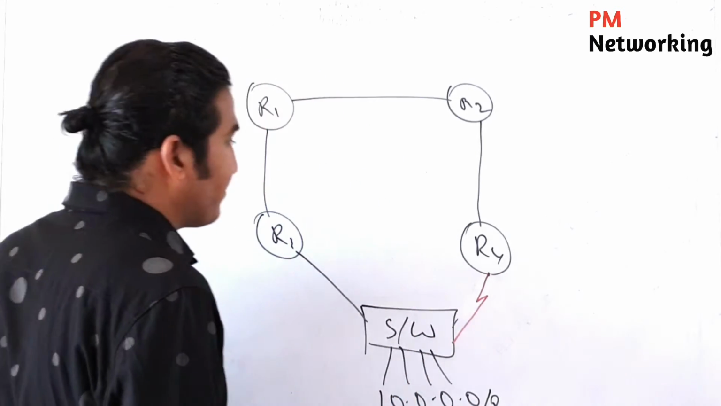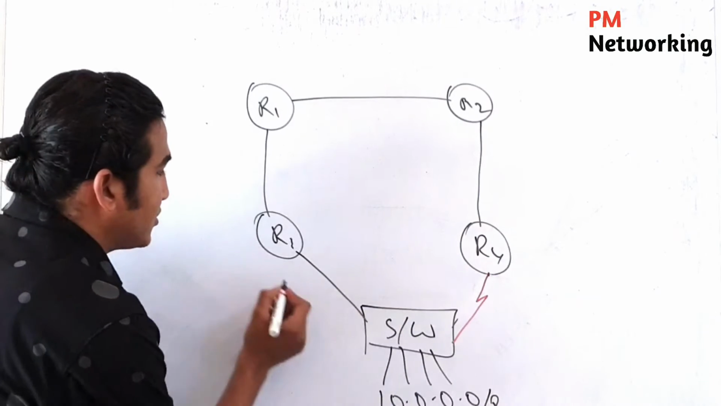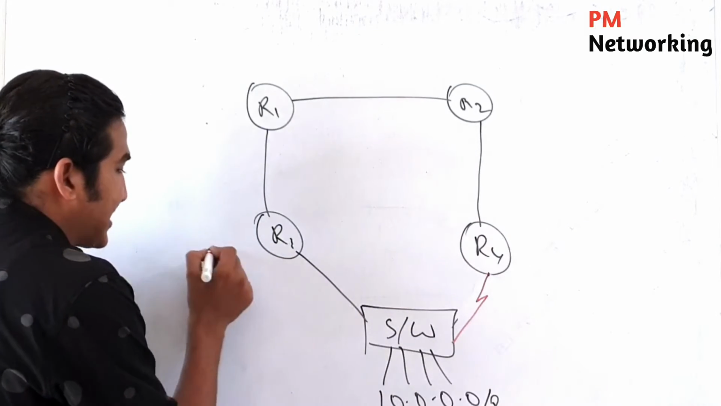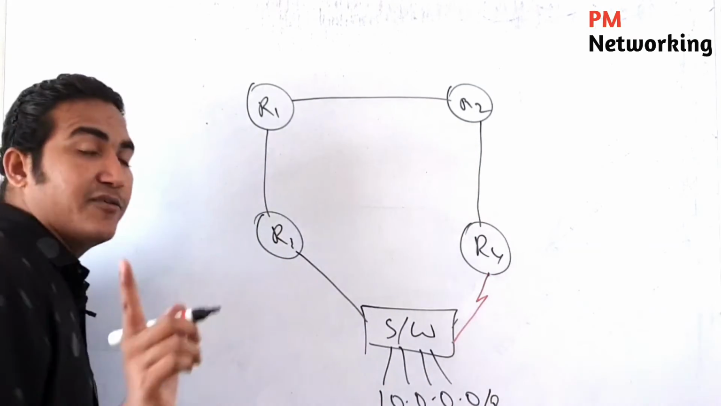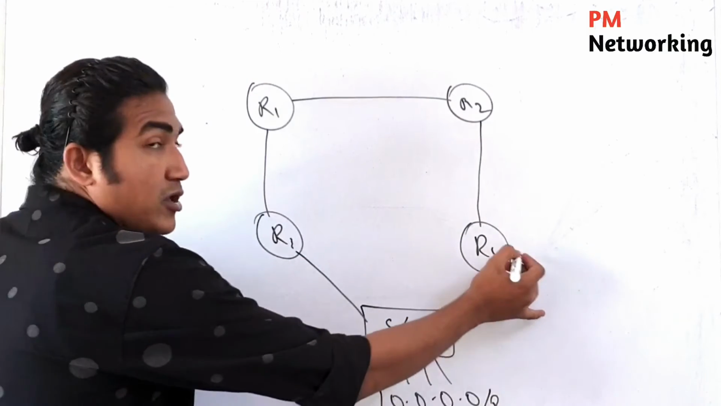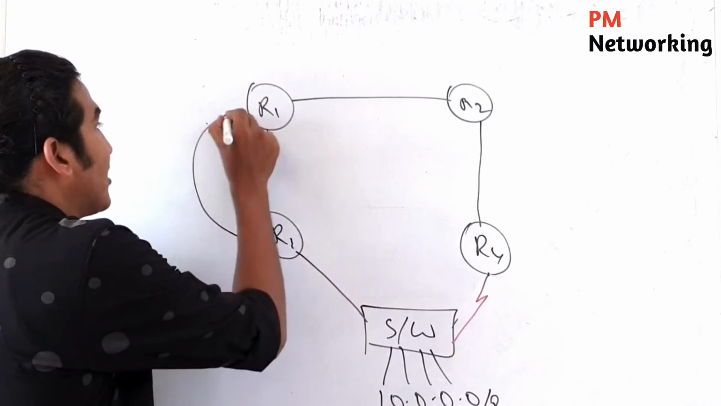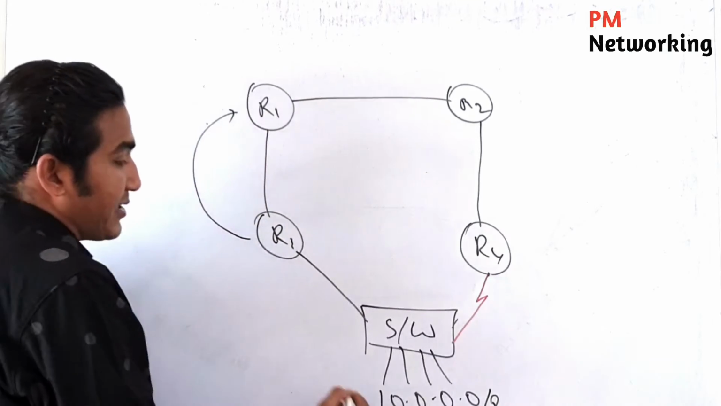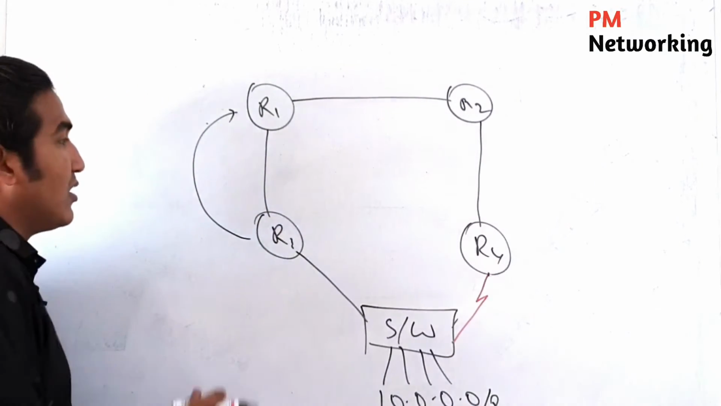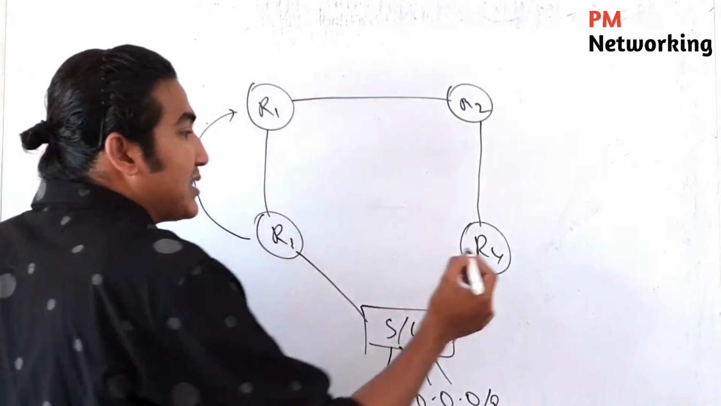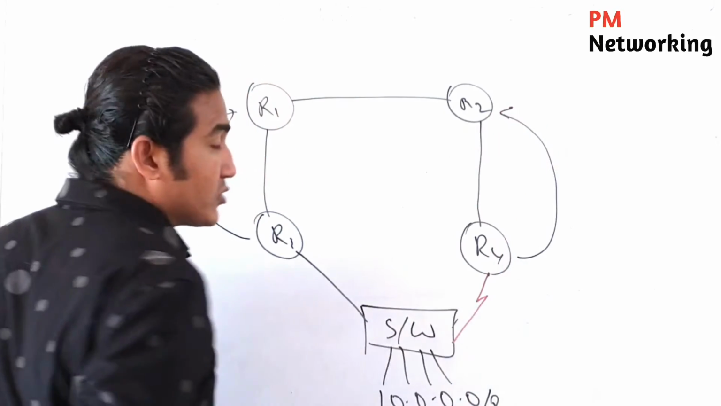Serial link. Fine. Now R1 will calculate FD for this network, right? Yesterday we had discussed, R4 will also calculate FD for this network. After that, this router will share one update. In that update, there will be information of this network with metric and delay. In the same way, R4 will also send.